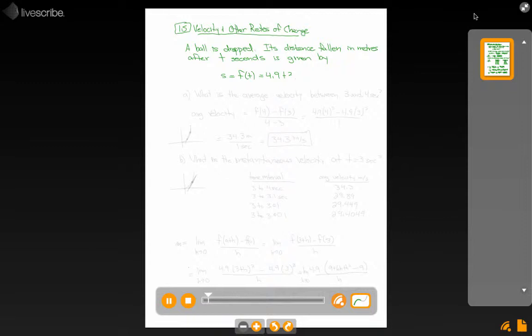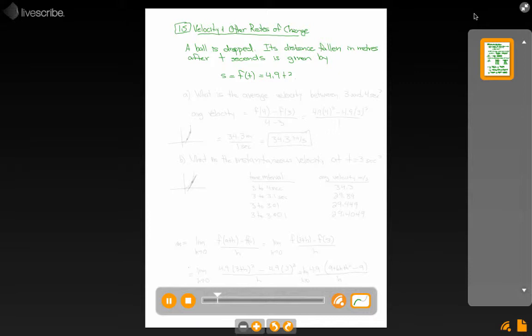Its distance fallen in meters after t seconds is given by this equation, and they use s for distance or position mainly because d gets used for a lot of things later on when we start to do derivatives. We have d's all over the place, so somebody decided we don't use s for too much, so we're using s here. s equals 4.9 times t squared, so s is a function of time.